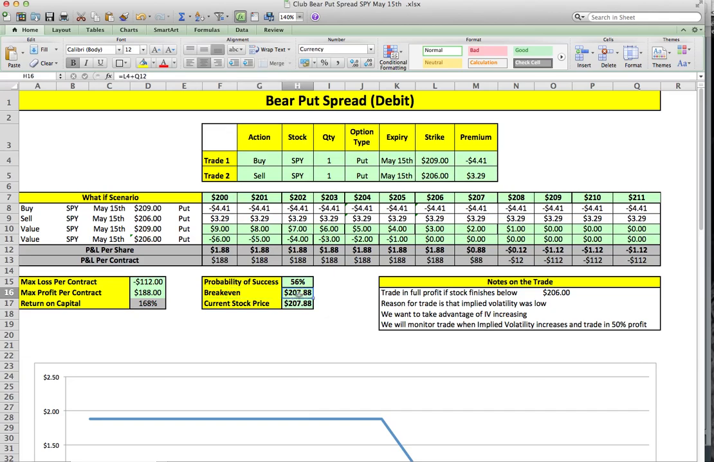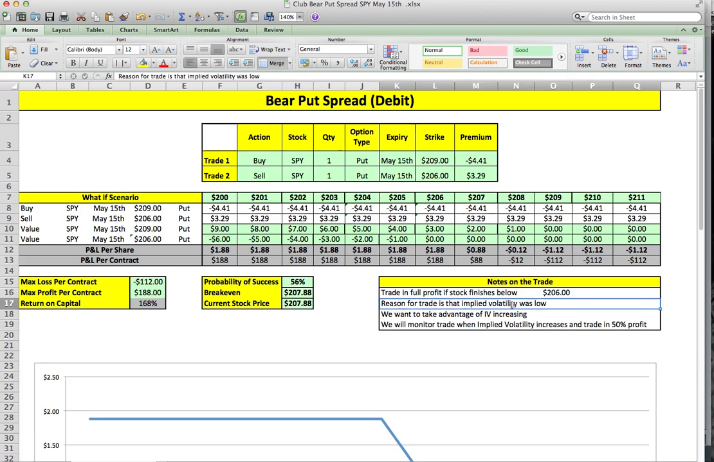Our break even here is 207.88. So the break even for a bear put spread is simply the strike of the put that you bought minus the premium you paid out, which was 112, and that's your break even on this. At the time, it was just a pure coincidence that the share price was 207.88 as well. Just a pure fluke. Now, the trade will be in pure profit if the share price finishes below 206.